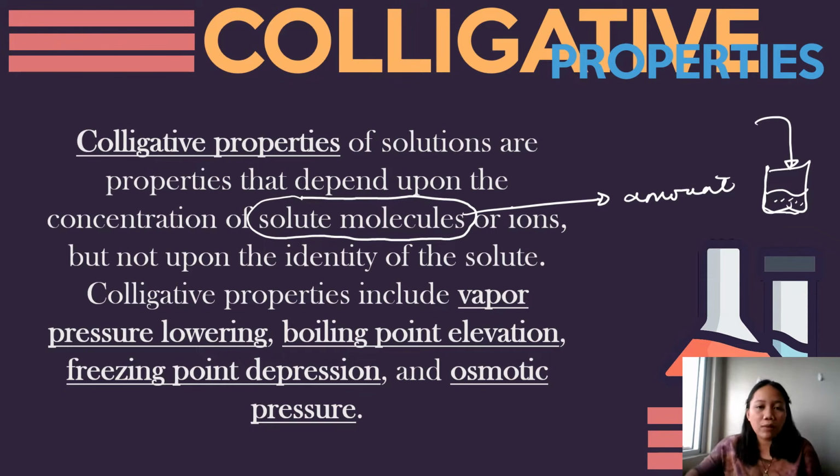Okay? Now, colligative properties include vapor pressure lowering, the boiling point elevation, and the freezing point depression, as well as the osmotic pressure. But in this pre-recorded video and in our General Chemistry 2 subject, we will just tackle vapor pressure lowering, the boiling point elevation, and the freezing point depression. So we will just have three colligative properties.